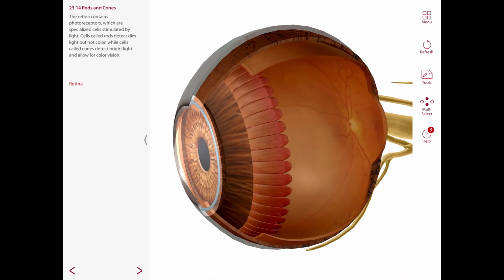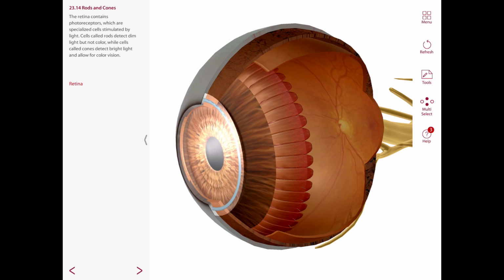Also in this layer, we're going to find the macula lutea, which is a region of the retina that contains only cone cells. The area in its center contains the highest concentration of cone cells, and it's called the fovea centralis. Because of the cone cells, the fovea is the area of highest visual acuity or sharpness in vision.